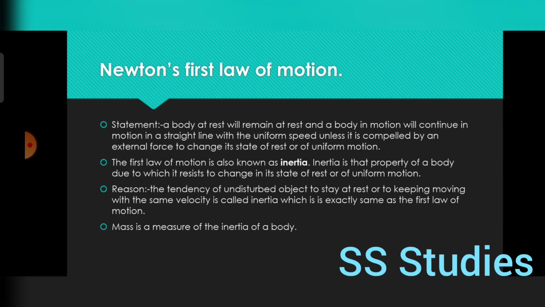Then what is inertia? This question might be coming to your mind. Inertia is that property of a body due to which it resists change in its state of rest or of uniform motion. Then what is the reason behind it? The tendency of an undisturbed object to stay at rest or to keep moving with the same velocity is called inertia, which is exactly the same as the first law of motion. Mass is also a measure of the inertia of a body.